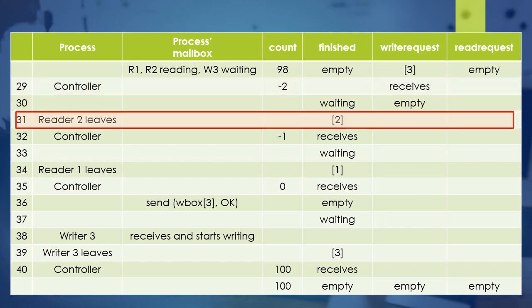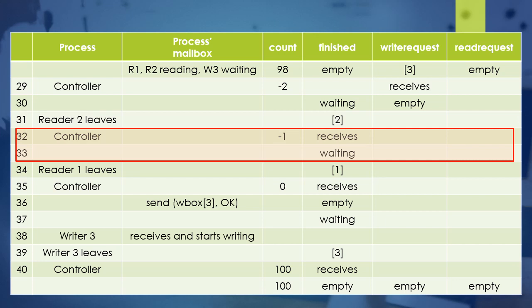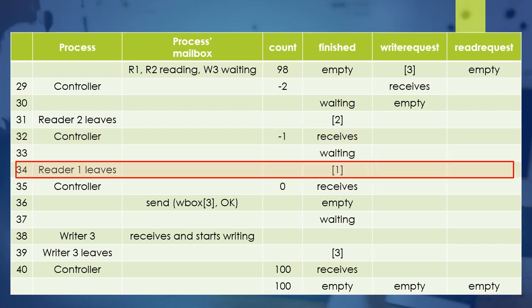Reader 2 completes reading first. It puts its ID in a message and sends the message to the finished mailbox. All this time, the controller had been blocked. The message from reader 2 in the finished mailbox unblocks the controller, which increments count. Count is now -1. Since count is less than 0, the controller moves into the while loop and blocks to receive a message in the finished mailbox.